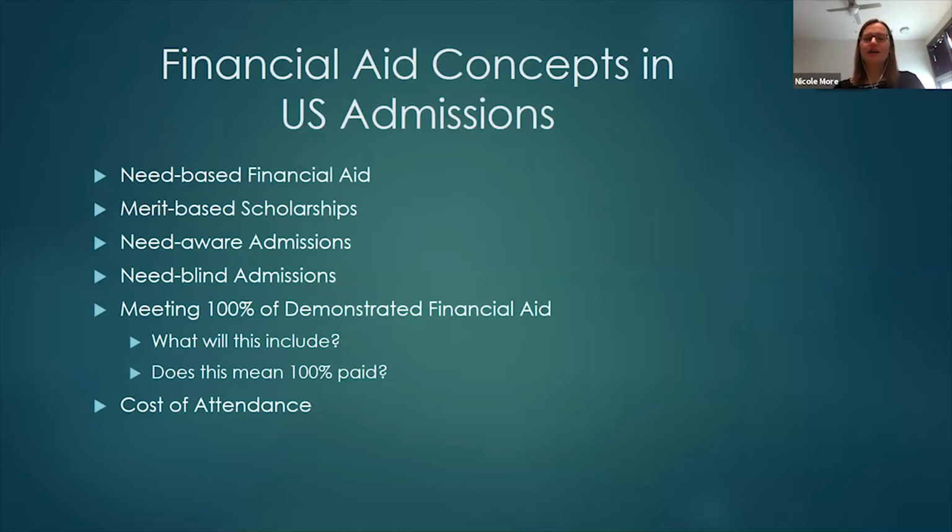And then we'll also talk about the cost of attendance, or COA. Those are very important terms to know, and we're going to go over each of these in turn. I want to make sure that I'm defining various terms as we talk through this process, and that way it'll be much more clear as you talk to US universities.